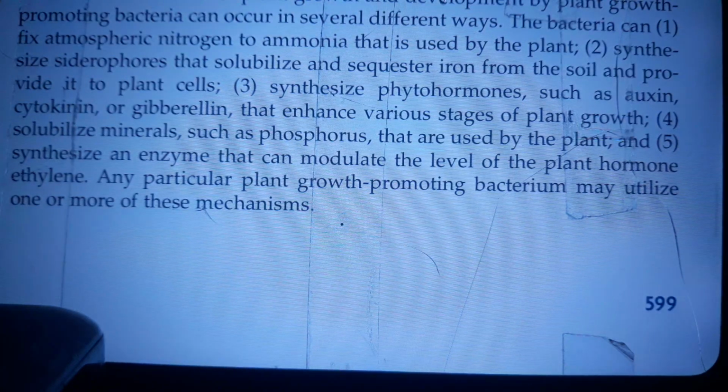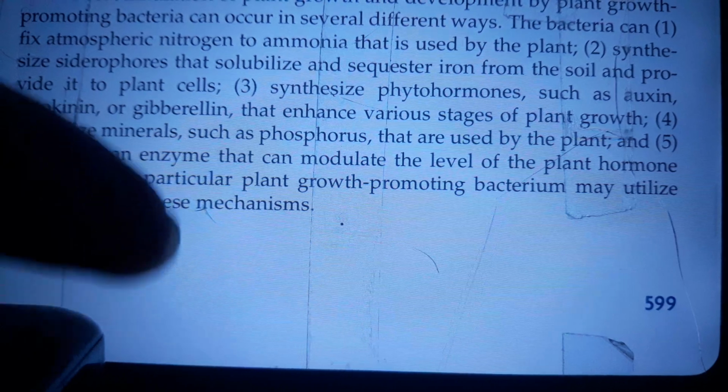Direct stimulation of plant growth and development by plant growth promoting bacteria can occur in several different ways. The bacteria can: 1. Fix atmospheric nitrogen to ammonia that is used by the plant. 2. Synthesize siderophores that solubilize and sequester iron from the soil and provide it to plant cells. 3. Synthesize phytohormones such as auxin, cytokinin, or gibberellin that enhance various stages of plant growth. 4. Solubilize minerals such as phosphorus that are used by the plant. And 5. Synthesize an enzyme that can modulate the level of the plant hormone ethylene. Any particular plant growth promoting bacteria may utilize one or more of these mechanisms.